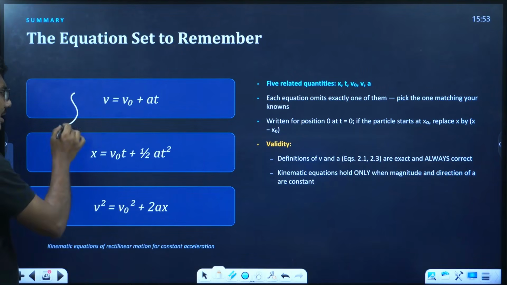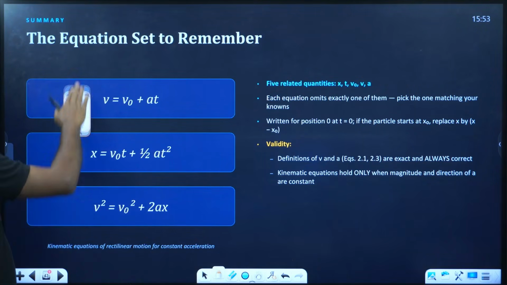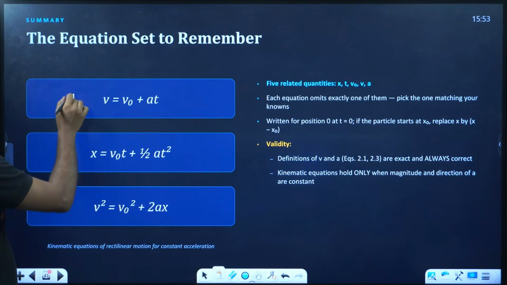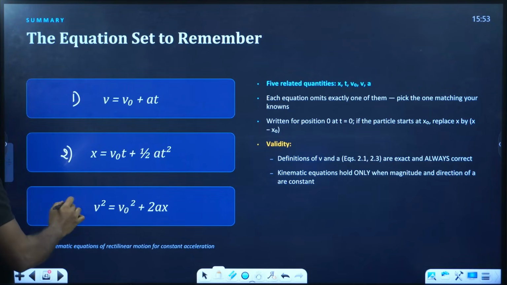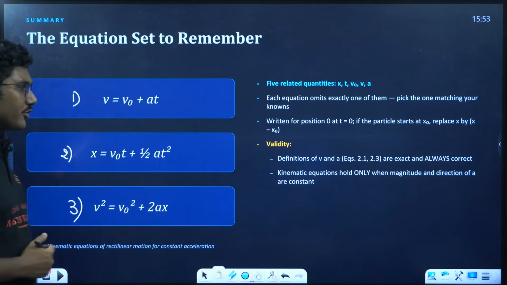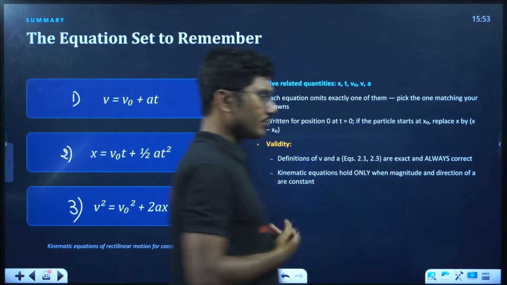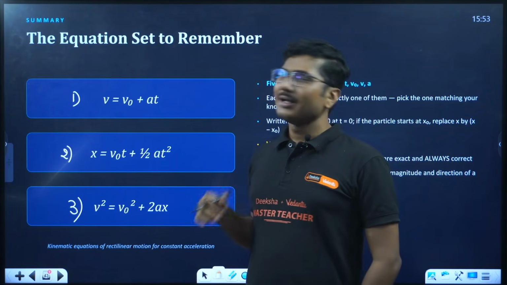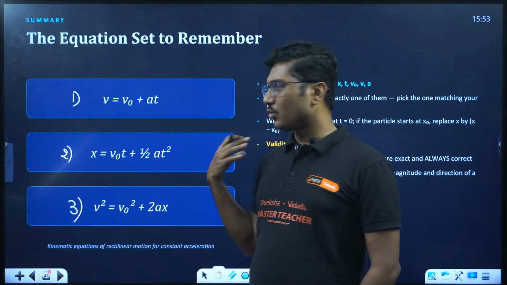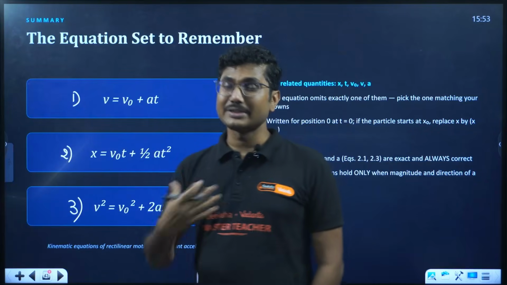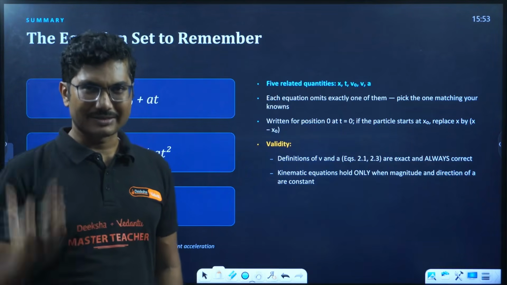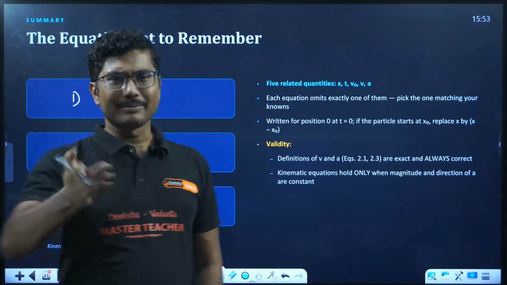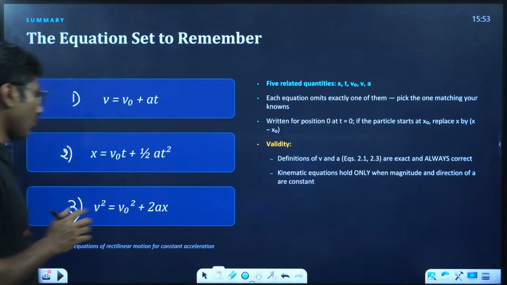These are called the three equations of motion. This is 1, this is 2, this is 3. There is one more equation, not exactly an equation of motion I would say, for the distance traveled between two time intervals when it is accelerating. We will do that maybe in the next chapter, not today.